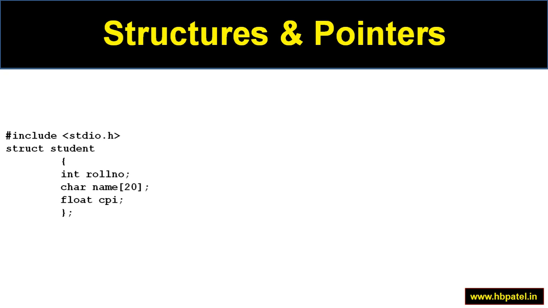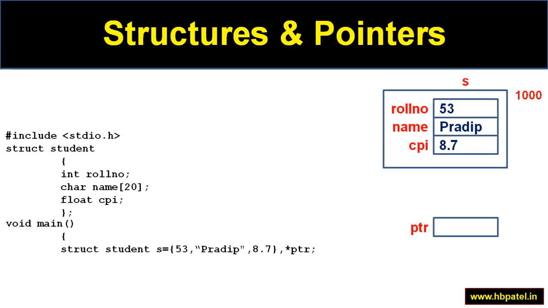So struct student with 3 members, roll number, name and CPI. Then in main program, I am declaring one struct variable S, with values 53, Pradeep and 8.7. In fact, you can see the same values are used over here that we have already used in our earlier videos. And then something new is there, star PTR. So PTR is a pointer, but this time it is a pointer to structure variable.